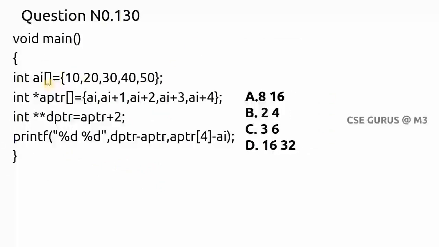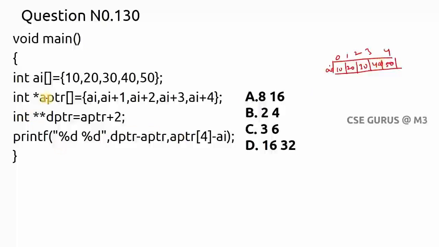Here the array is given with 5 elements. So now I'll write this, how the array is stored. It is ai, the array is ai, and the indexes are 0, 1, 2, 3, 4. Like this the index will be there. The values are stored like 10, 20, 30, 40, then 50.